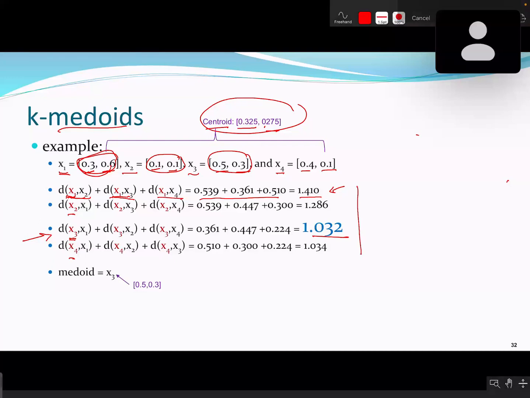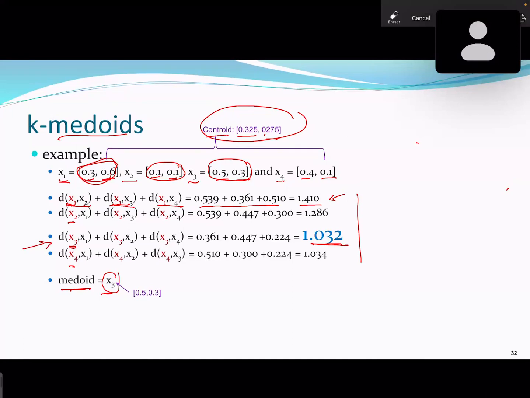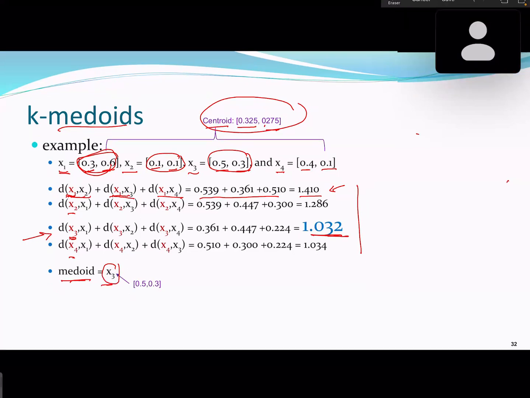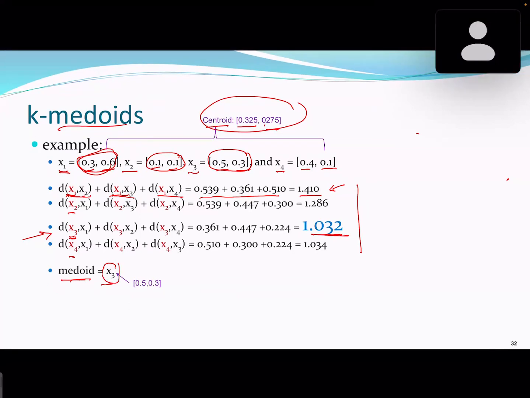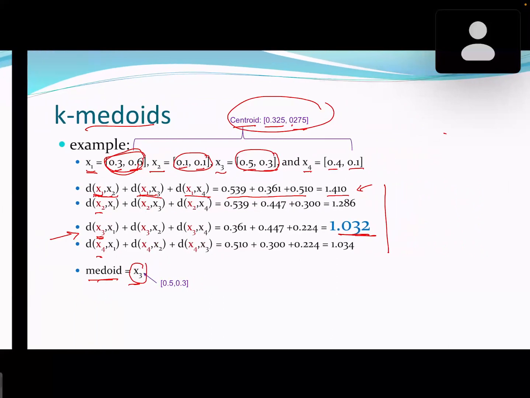So among all of the data objects within this cluster, we find that x3 has the smallest sum of distances to the other objects in the cluster, and therefore x3 is taken as the medoid of the cluster. So one more time, a medoid of a cluster is a data object within the cluster itself. And it is categorized as the data object whose total distance to other data objects within the same cluster is the smallest.